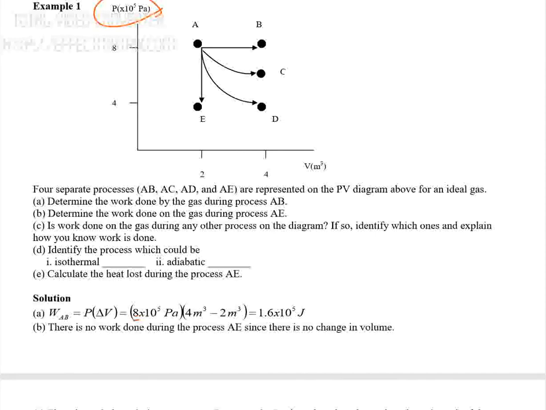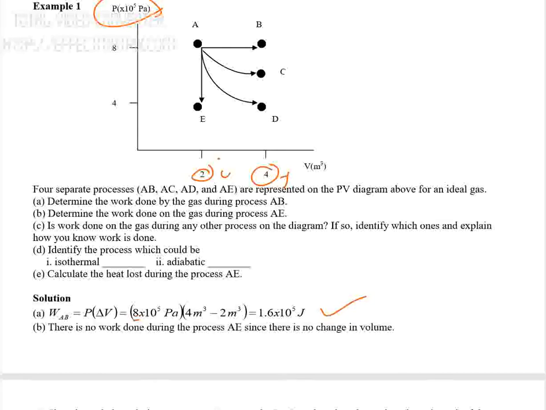8 times 10 to the power of 5 is the pressure for A to B. The change in volume is, initially it is at 2 meter cube, and it increased to what? 4. Therefore, this one is the final and this one is the initial. Therefore, 4 meter cube minus 2 meter cube. And our final answer is 1.6 times 10 to the power of 6 joule.